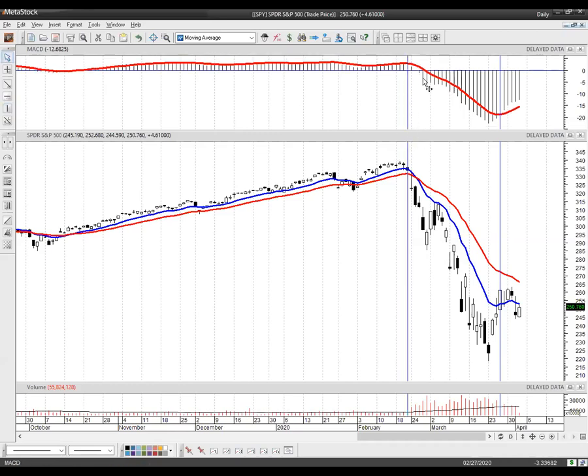Okay, so when it's trading down below its signal line, the MACD is said to be in a bearish phase. So right here, you're in a bearish phase. When it's trading up above its signal line, then it's going to be in a bullish phase. Okay, so that's number one.